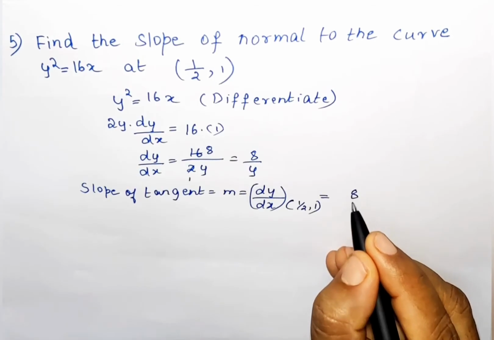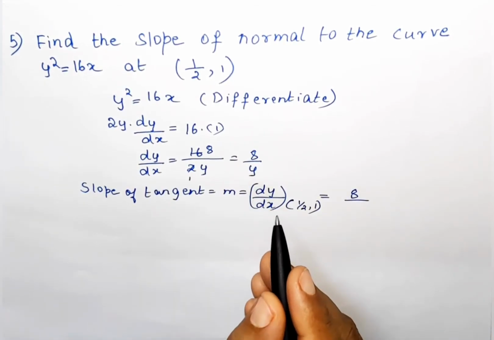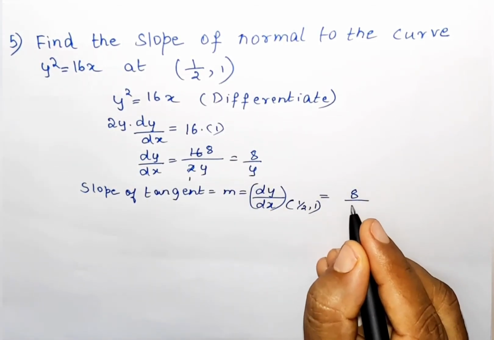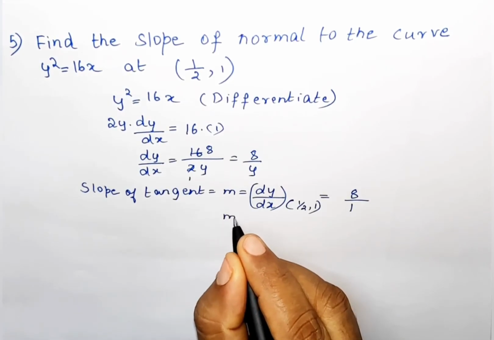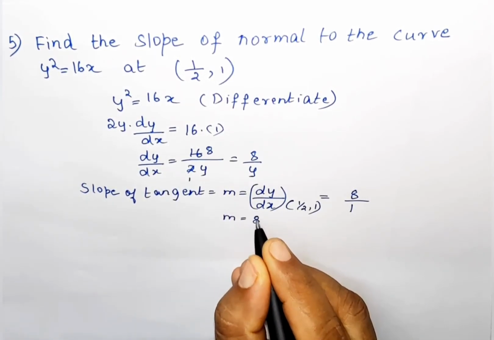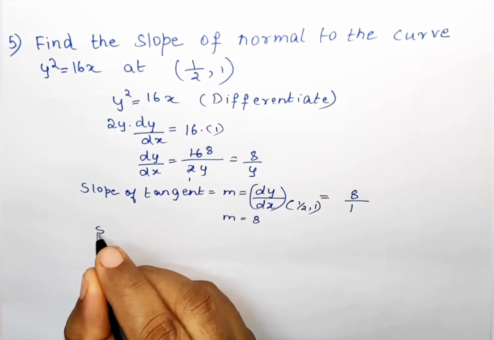Now let us substitute this in the equation dy by dx. That is 8 by, our value of y is 1. So this becomes 8 by 1. So m will be 8.